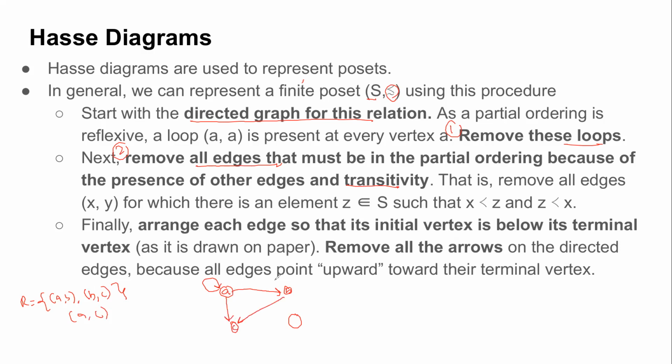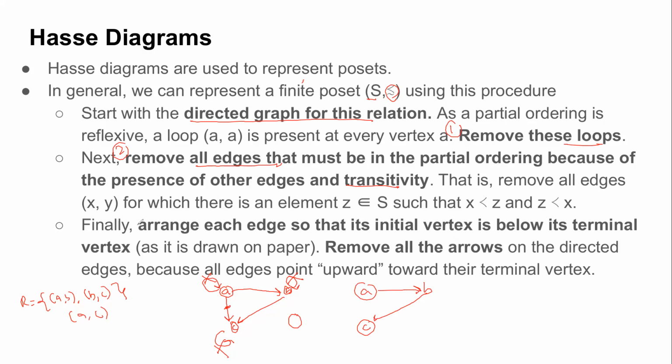So I have AB, BC and AC. The first step is to remove the reflexive relations. The second step is that any edge which is there because of a transitive relation, remove that. Which edge should I remove on this graph? Anyone? What is the transitive edge? Excellent, AC. So AC I have to remove, and I get the graph like this: A, B, and C. First step, remove the self loops. Second step, remove all transitive edges.